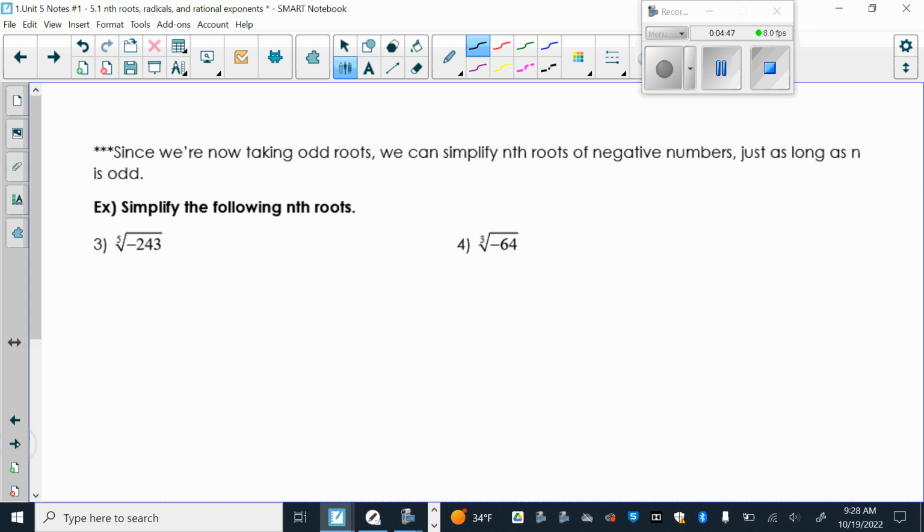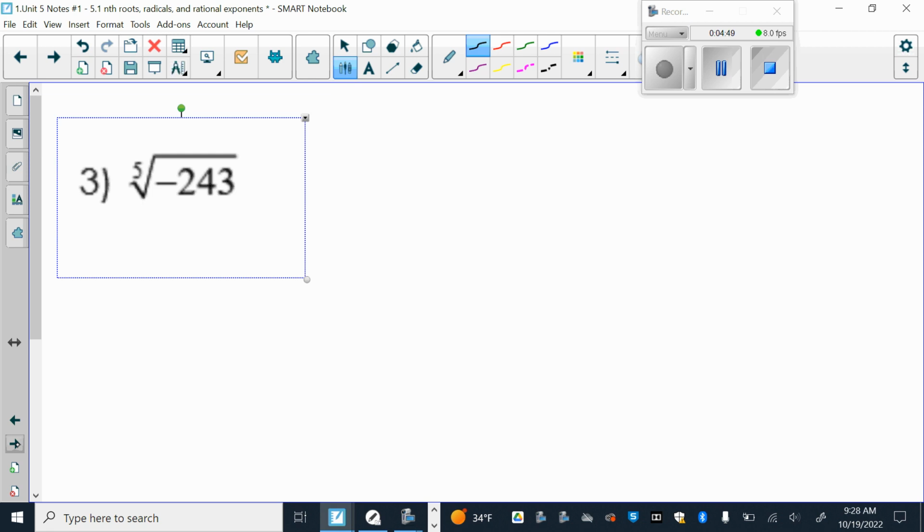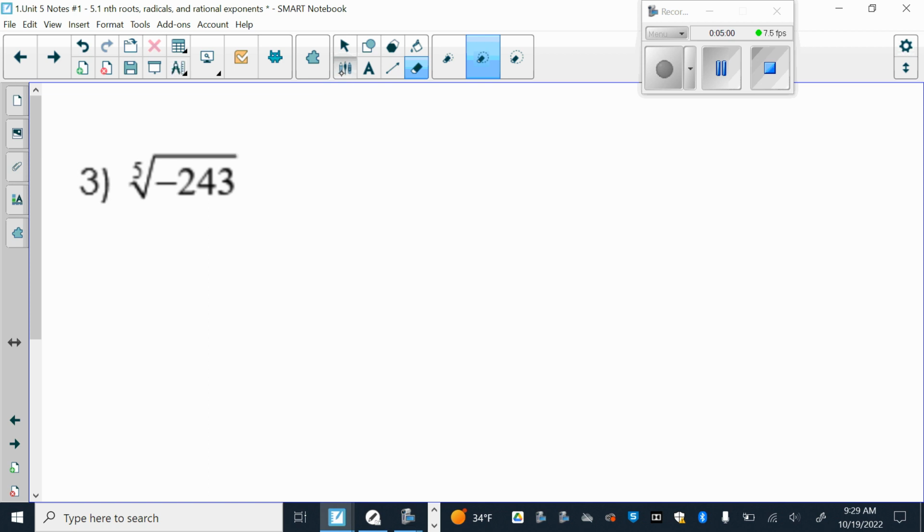So, just like with the other examples, we're going to build our factor tree. When I build my factor tree, I kind of ignore the negatives until the end. So 243, I know that's divisible by 3.